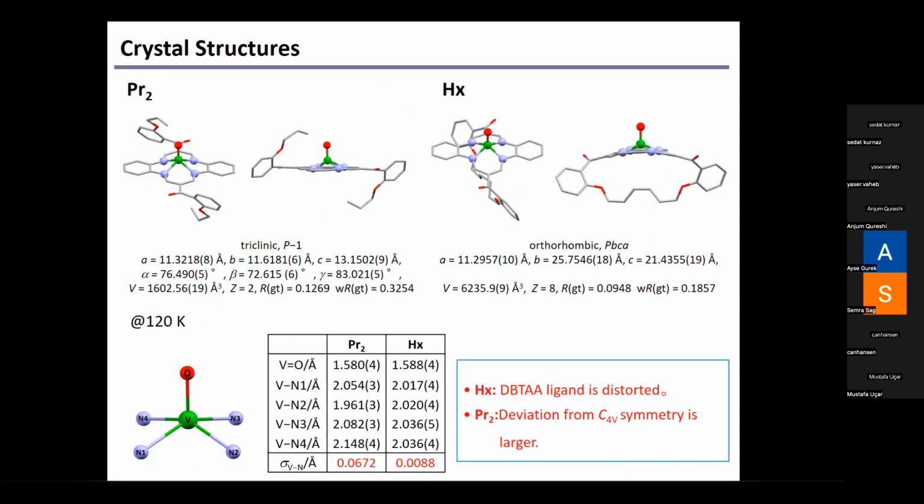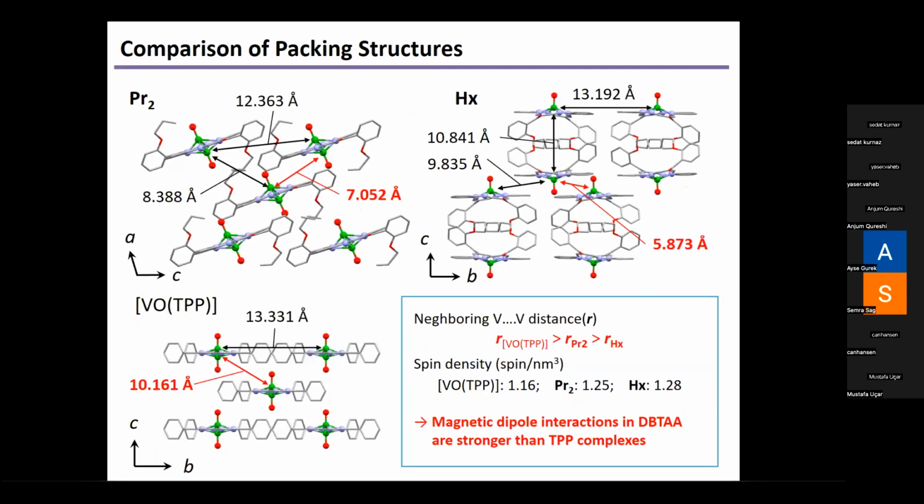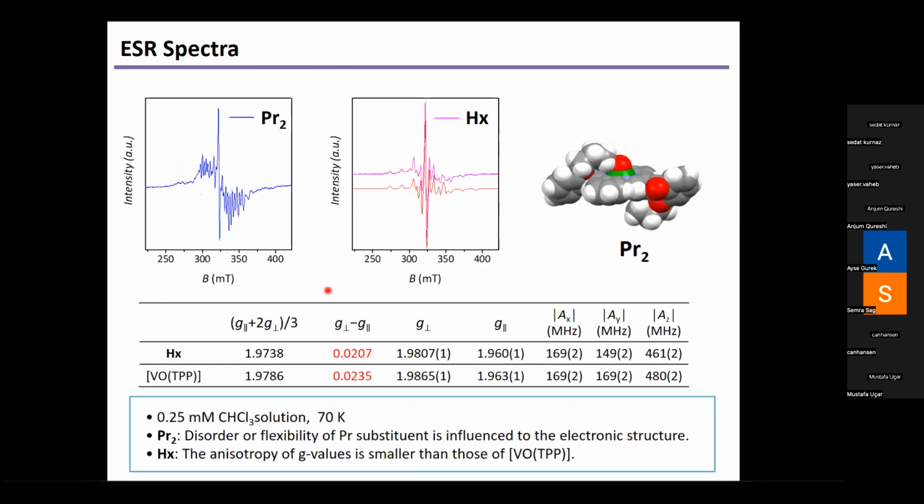So this is a crystal structure. Propyl is disordered, but the hexyl is rigid, and this one is a little bendy. So this is a crystal structure, and the metal-metal distance is described. So this is the EPR spectrum. As I told you, propyl is disordered, so the EPR is very complicated. However, hexyl is very clear. So then we simulate. Hexyl is 0.0207. Oxyvanadium is 0.025. So then hexyl has a smaller anisotropy.